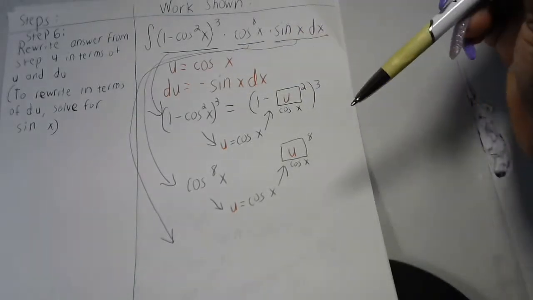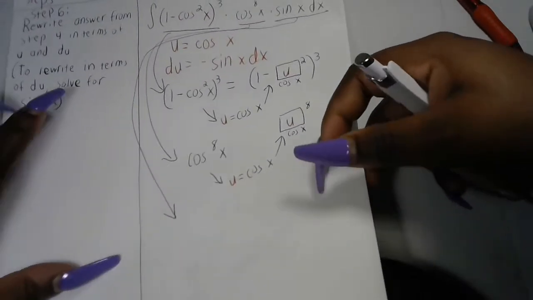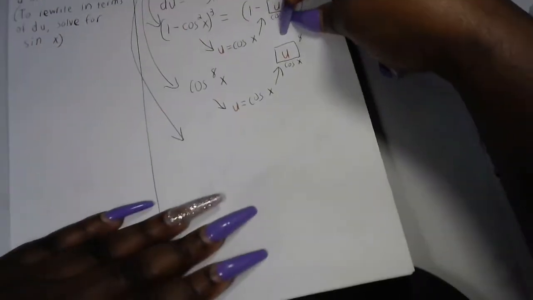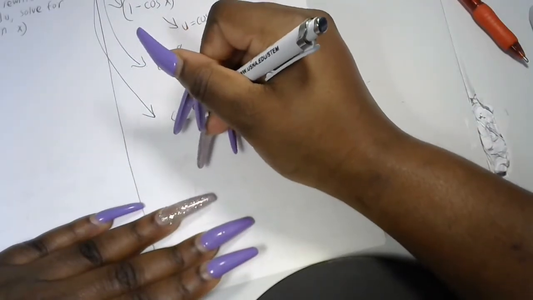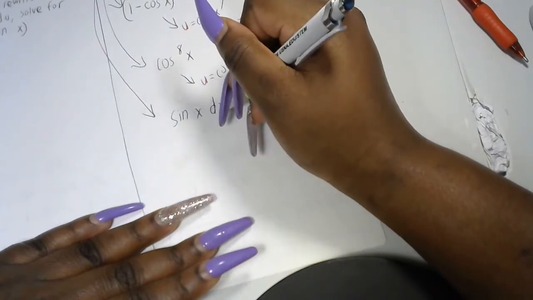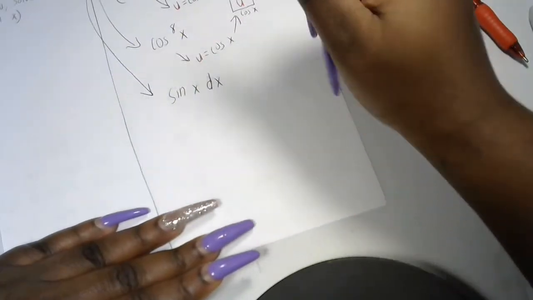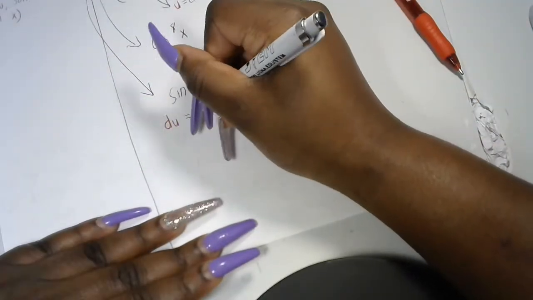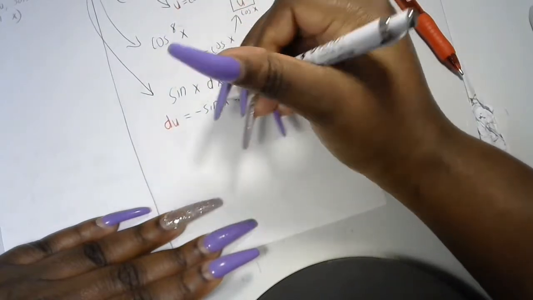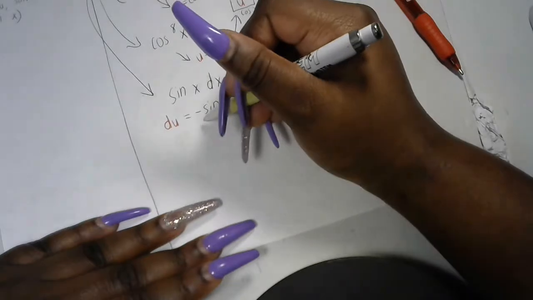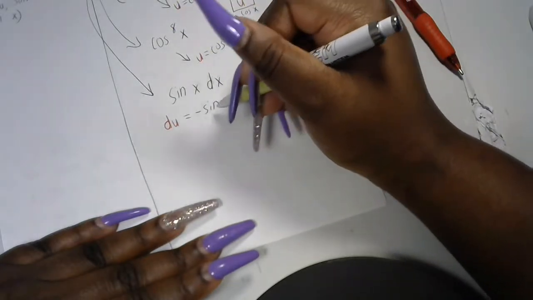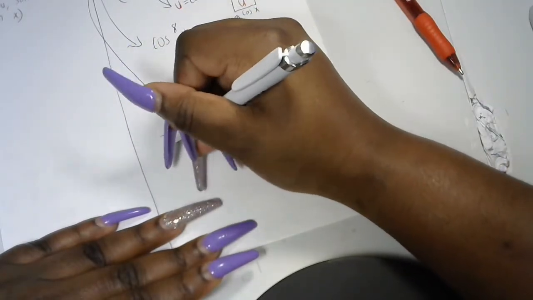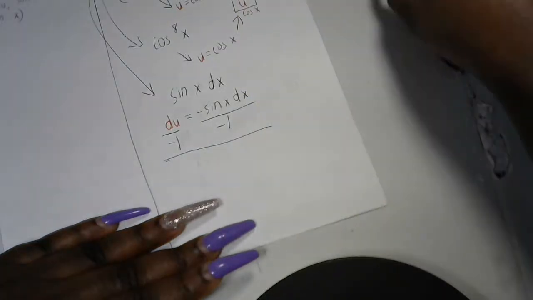But anyway, let's take that and rewrite it in terms of du. Like I said, to rewrite in terms of du, solve for sine x. So we're going to take sine x dx and rewrite it in terms of du. Since we already established that du is equal to negative sine x dx, let's solve this equation for sine x dx. Just divide by negative 1 on both sides.